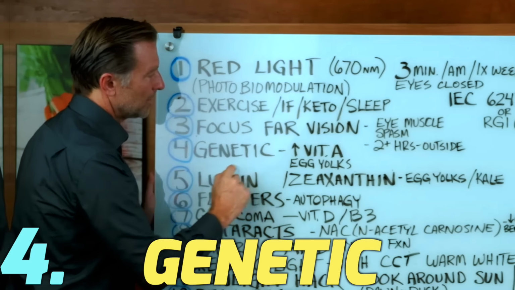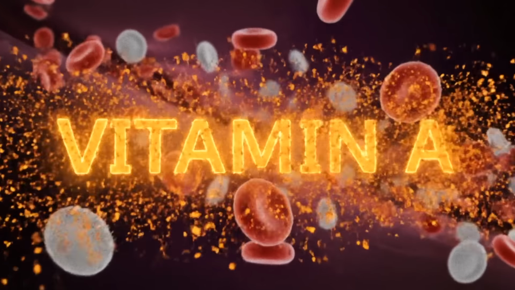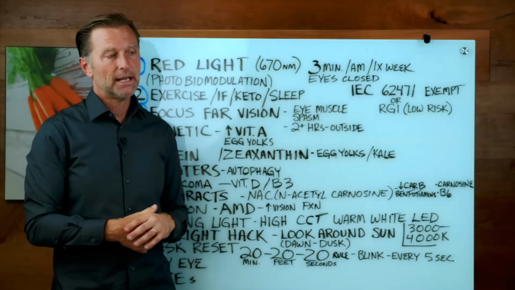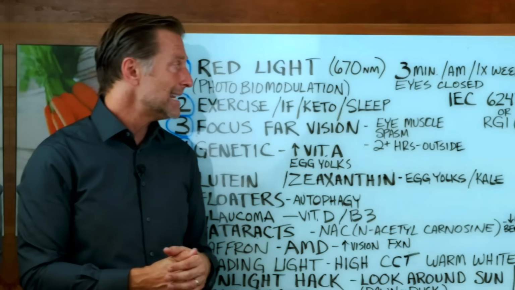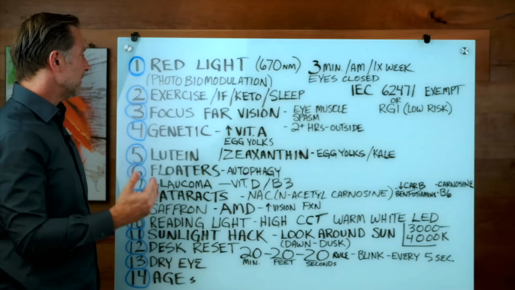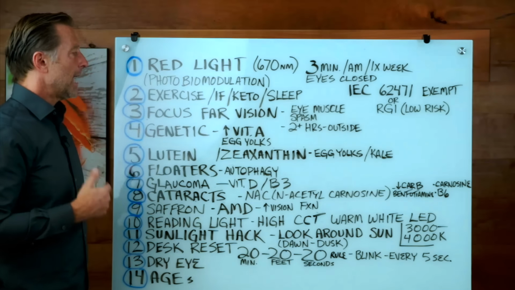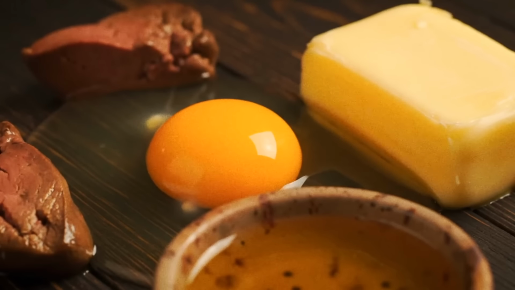There is a genetic problem converting beta carotene into vitamin A, which is going to affect the eye because one symptom of a vitamin A deficiency is night blindness. So our eyes need vitamin A. Let me give you some ideas on where you can get enough vitamin A: egg yolks, liver, cod liver oil, butter.